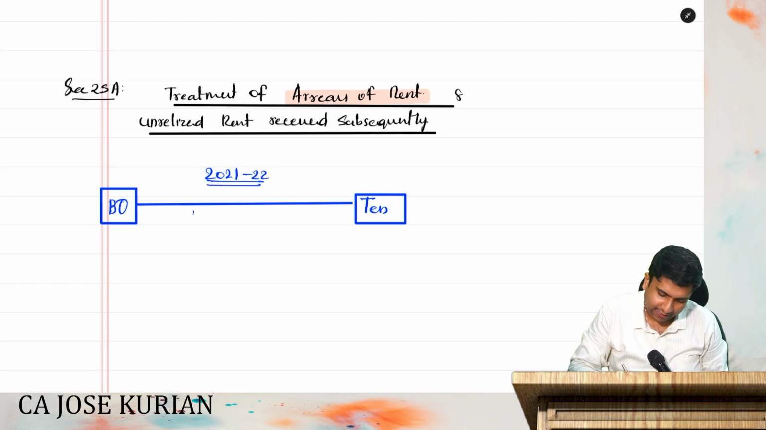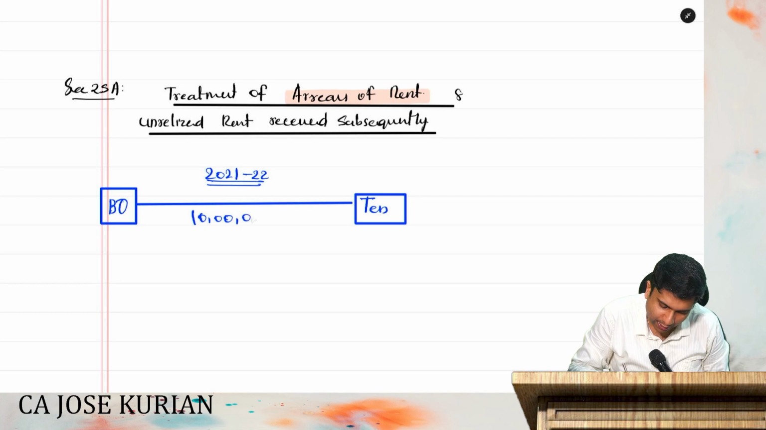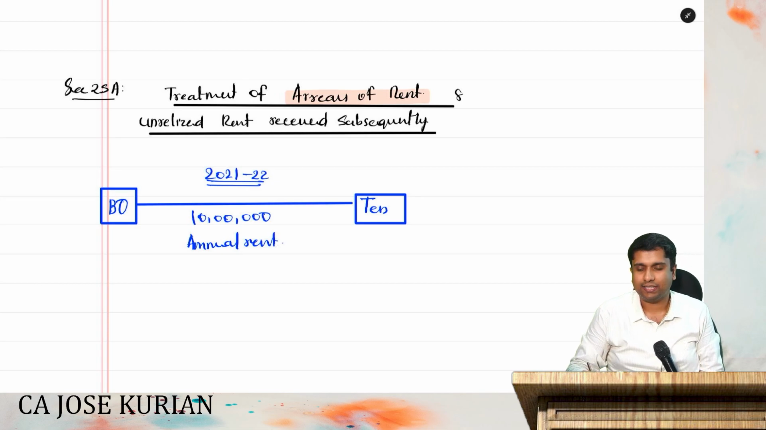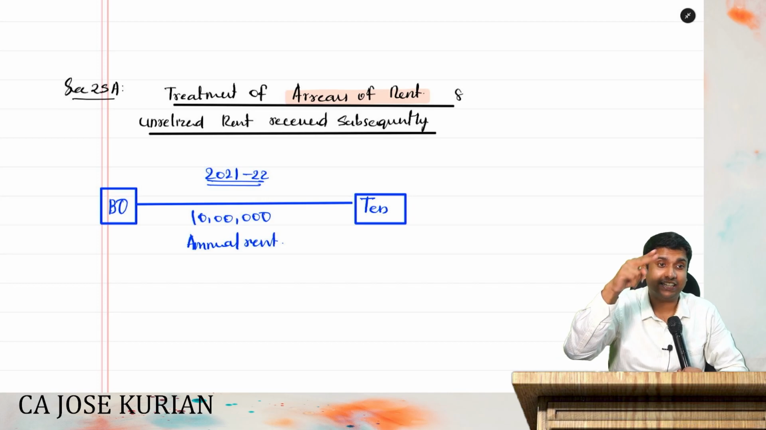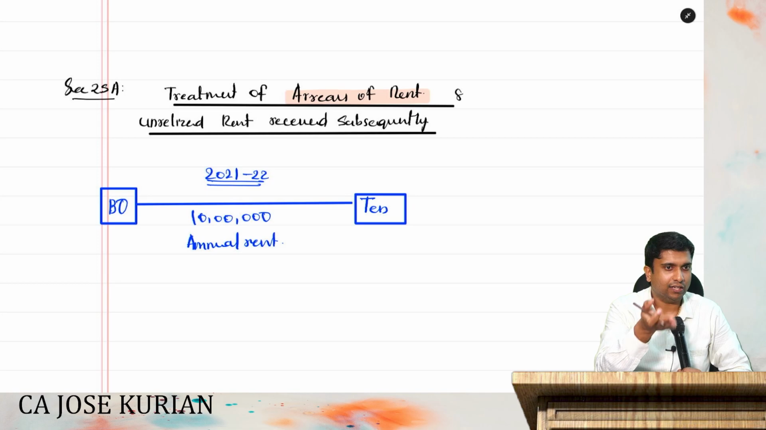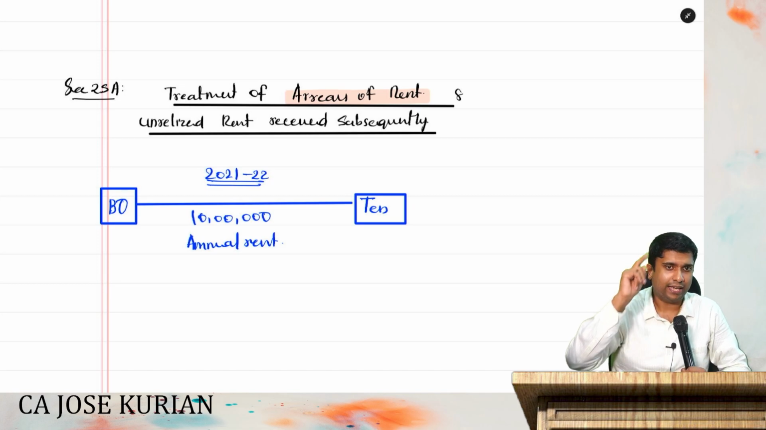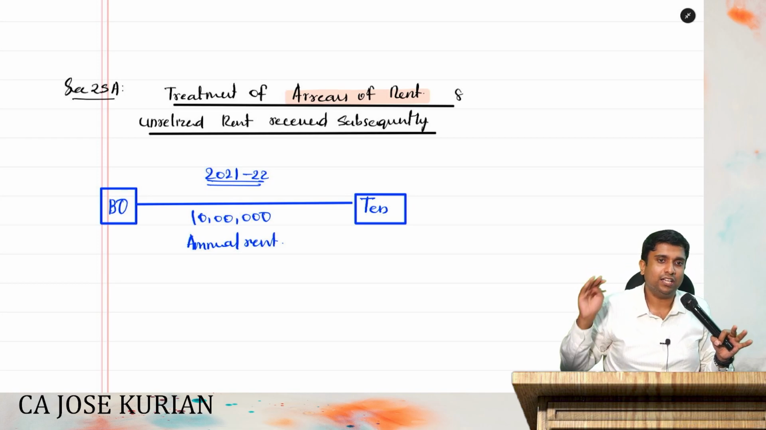And according to the rental agreement, 10 lakh was the annual rent. But building owner told the tenant that I need 2 lakh as additional rent. And the tenant said not possible. You agreed on 10 lakh. Now you cannot ask me more than agreed amount. I will not give you that additional 2 lakh.